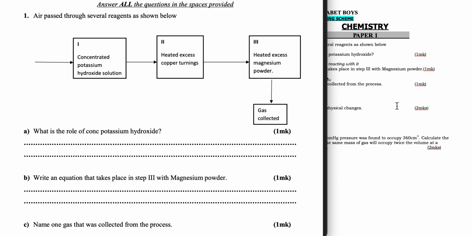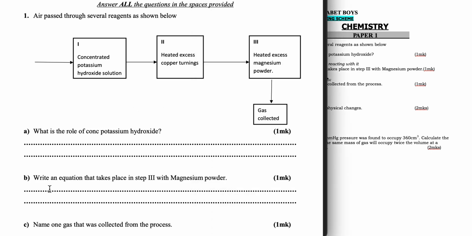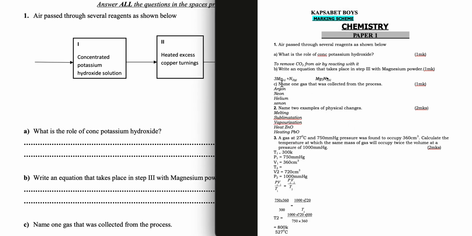What is the role of that? To remove carbon dioxide from air by reacting with it. Write an equation that takes place in step 3 with magnesium powder. That is a question.